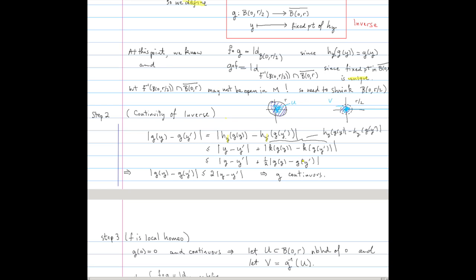And so then we can just take this and bring it over to the left-hand side, and we see that indeed we managed to bound the difference between the results by a constant times the difference between the inputs, and so G is continuous.